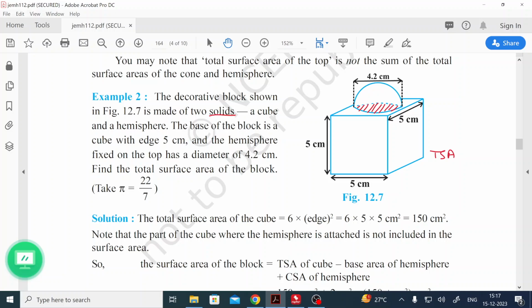Total surface area in the sense of top, bottom and all four sides will be included. In the top, some portion is hidden by the hemisphere, and that portion we have to remove. How much is hidden? The area of the base of that hemisphere, that we have to remove. So the base area of a hemisphere we should remove from the total surface area. After removing, when you look at the top, definitely this will be visible. What is this? The CSA of a hemisphere. This is very, very important.